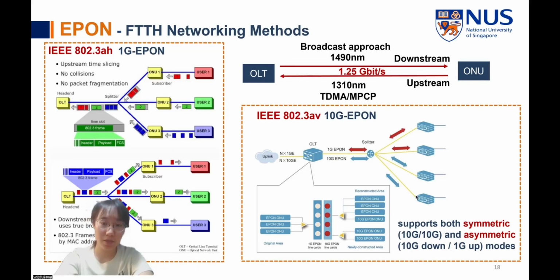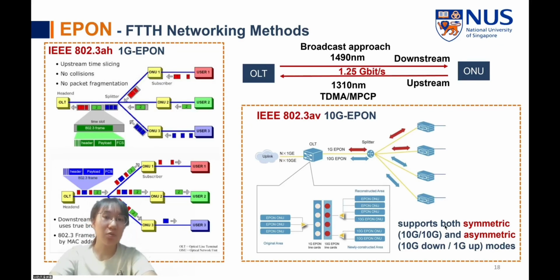MPCP. And nowadays, as bandwidth needs are growing, IEEE also introduced the 10G EPON. 10G EPON was standardized in 2009. It is called IEEE 802.3av and is backward compatible and supports both symmetric and asymmetric modes.